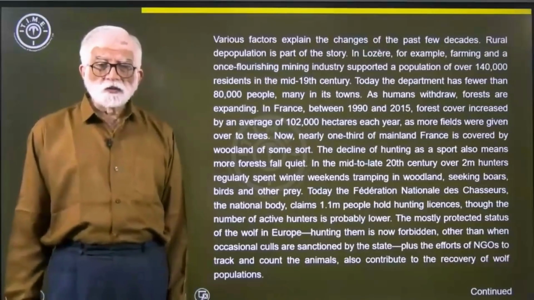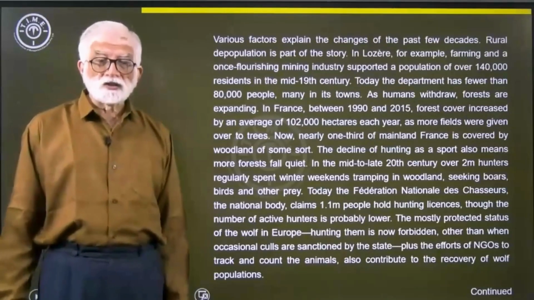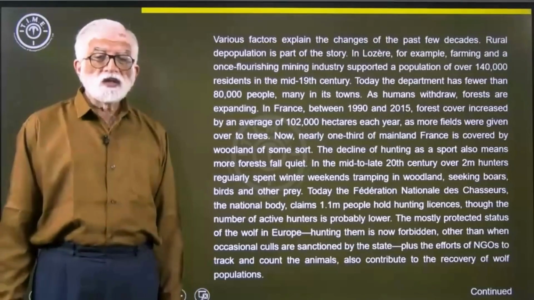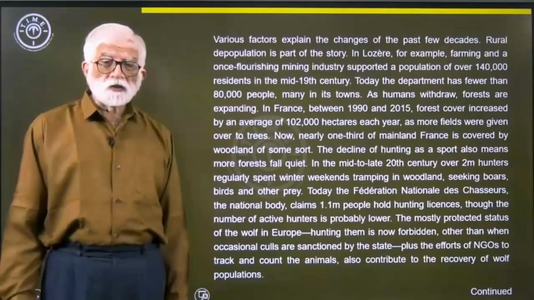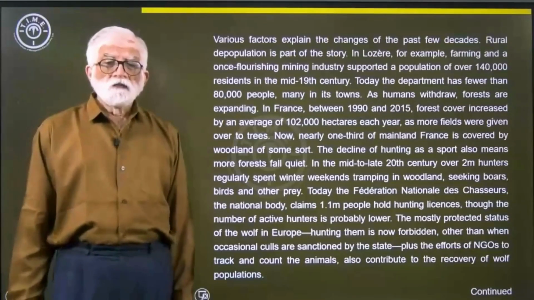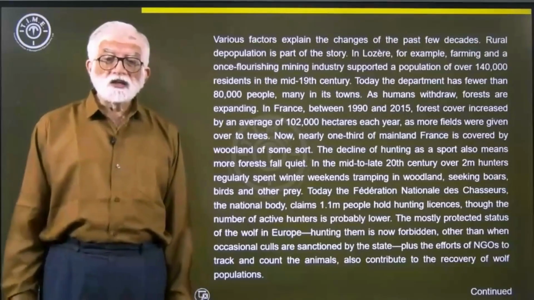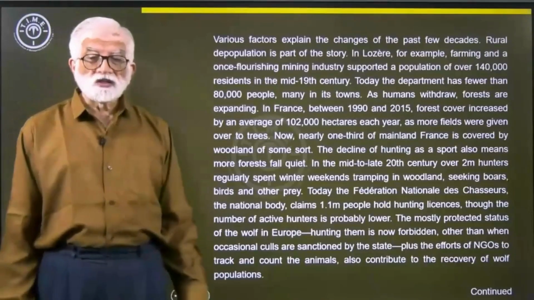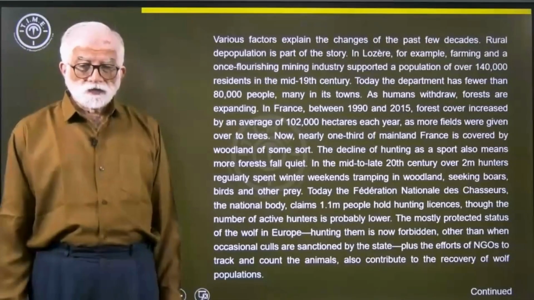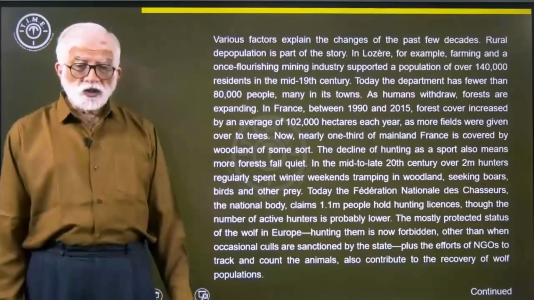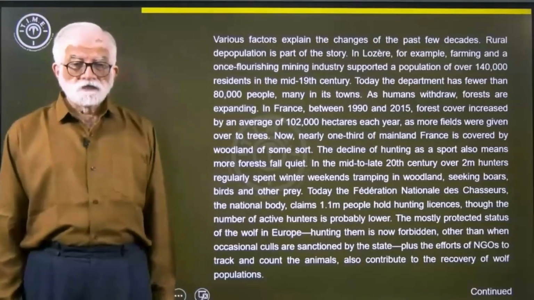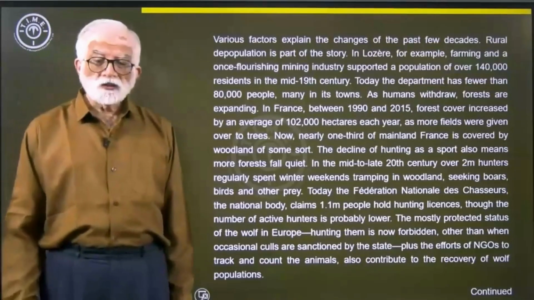In Lozère, for example, farming and a once flourishing mining industry supported a population of over 140,000 residents in the mid-19th century. Today, the department has fewer, and department again means here location, district, whatever. Today, the department has fewer than 80,000 people. That means as many as 60,000, almost half, have left, many in its towns. Okay, the department has fewer than 80,000, and most of those 80,000 are in the towns, not in the rural areas. As humans withdraw, forests are expanding.